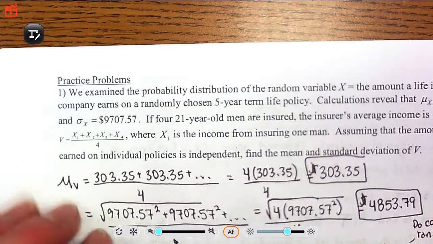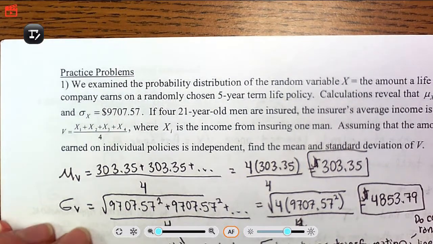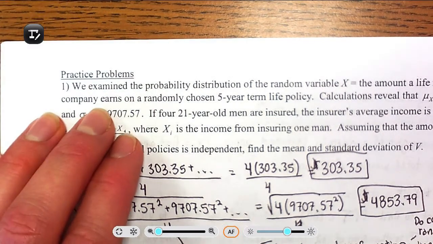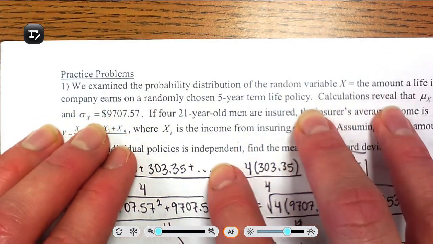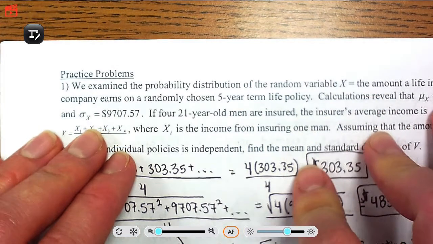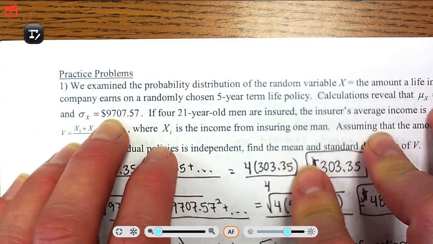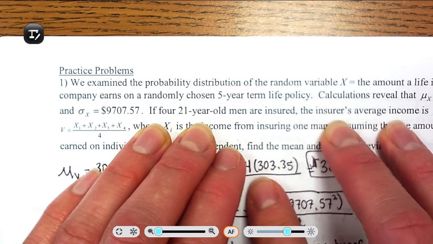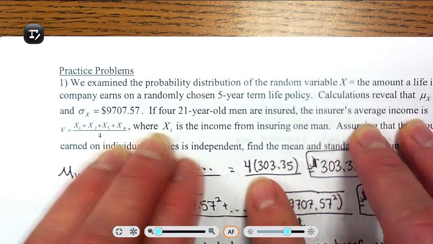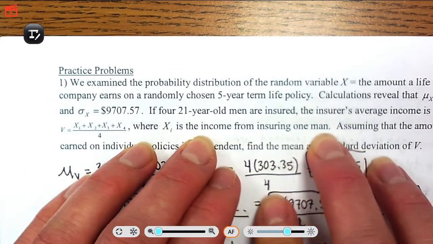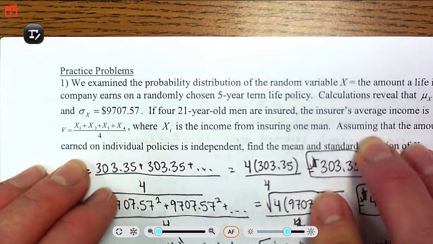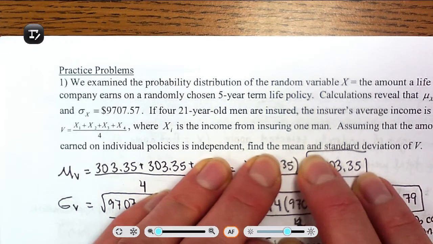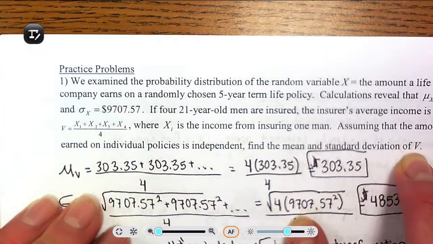So, a couple more practice problems. We examined the probability distribution of the random variable X, the amount a life insurance company earns on a randomly chosen 5-year term policy. The calculations reveal that mu X is 303 and sigma X is 9,700. If 4 21-year-old males are insured, the insurer's average income is V, where X1 is the income for insuring man 1 and X2 is man 2. Assuming that the income earned on individual policies is independent, find the mean and standard deviation of V.